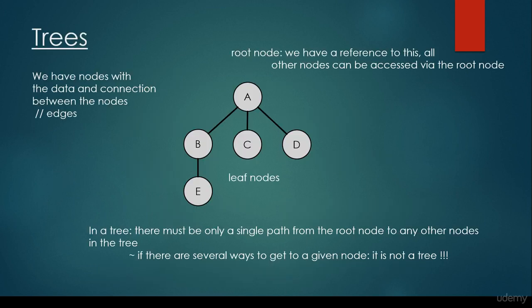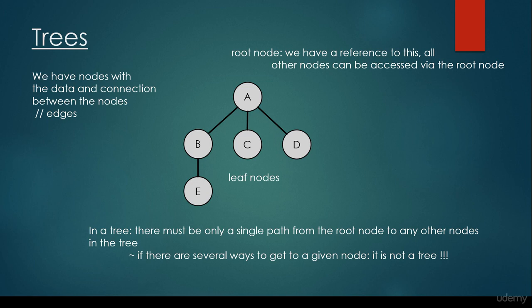So what is a tree? We have nodes with the data and connections between the nodes. Basically these are the edges. So a tree, it's quite intuitive, consists of nodes and edges. The root node, in this case, is the node A. We have a reference to this, so all other nodes can be accessed via the root node.